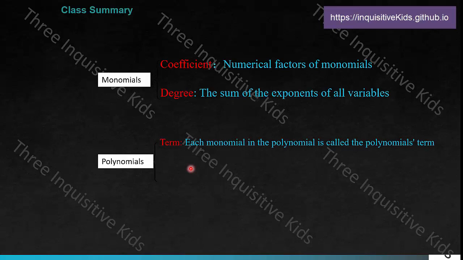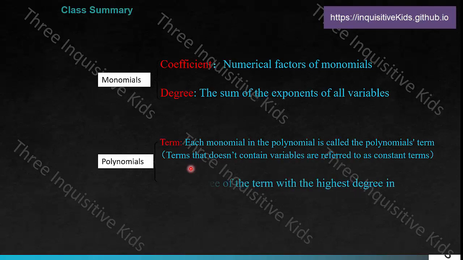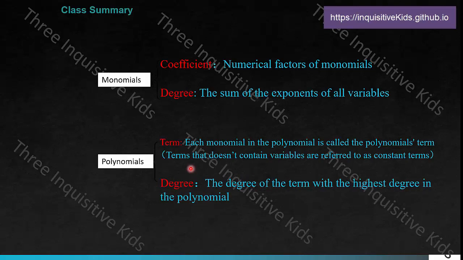Polynomials, term. Each monomial in the polynomial is called the polynomial's term. Terms that don't contain variables are referred to as constant terms. And degree, the degree of the term with the highest degree in the polynomial. So all we have to do is find the term with the highest degree, and that would be the degree of the whole polynomial. And these together are called whole expressions. Monomials and polynomials, whole expressions.